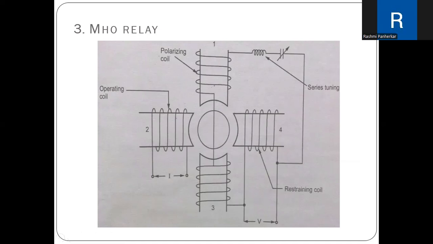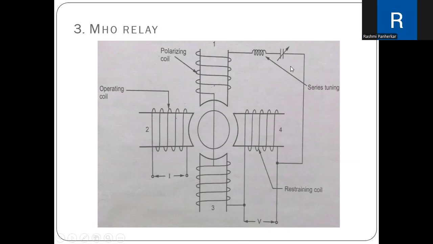That means the restraining torque produced is proportional to V square. Okay, it is proportional to the V square in this case. So that is why we have to connect the series capacitor here. This is the series capacitor.